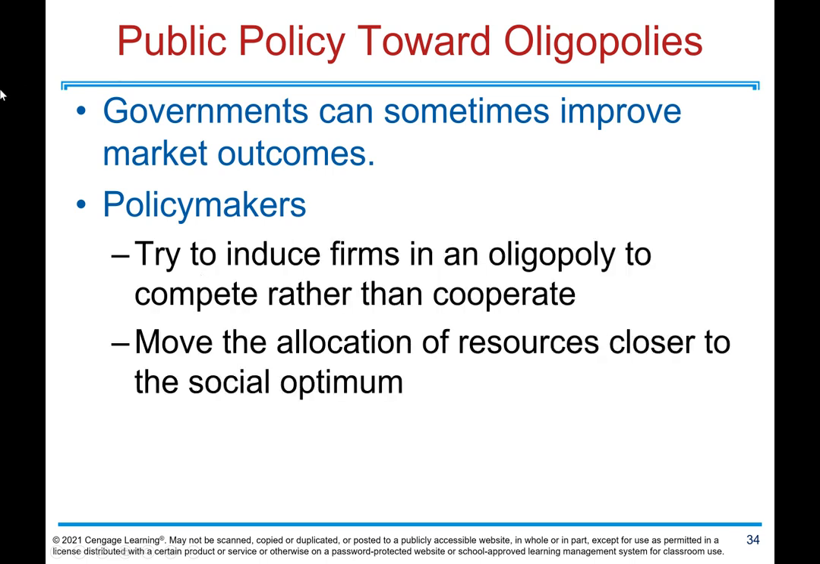Public policy toward oligopolies. Governments can sometimes improve market outcomes. So policymakers try to induce firms in an oligopoly to compete rather than cooperate. They move the allocation of resources closer to the social optimum.